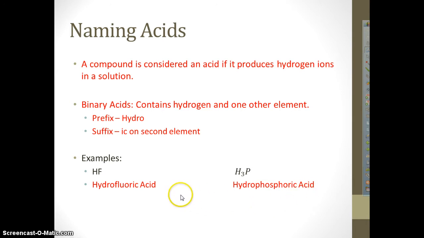So that's fairly simple if we just have a hydrogen attached to one other thing. And again, no prefixes for the amount, just attaching an ic at the end of the other element that hydrogen bonds with, so you get one big word for your acid.